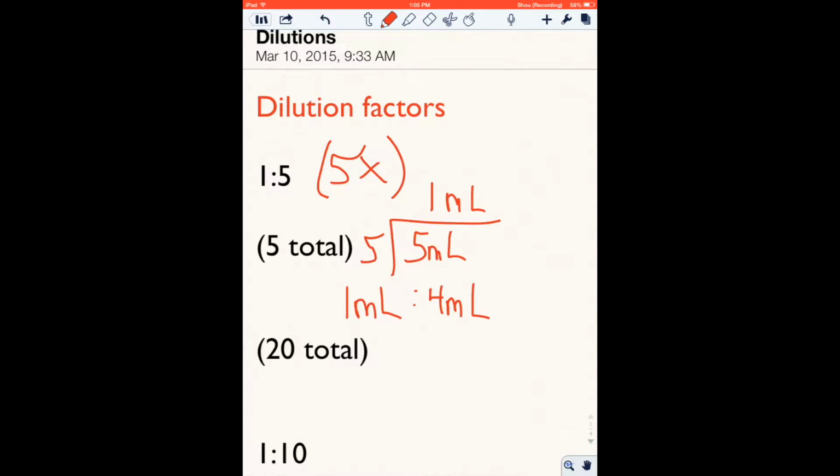So an example would be if we were preparing Bradford assay. Bradford is just a reagent. If we wanted a 5-fold dilution of it, and we wanted 5 mils total, we would have 1 mil of the concentrated Bradford reagent into 4 mils of water, which would be the solvent or the diluent. And that would dilute it 5 times.